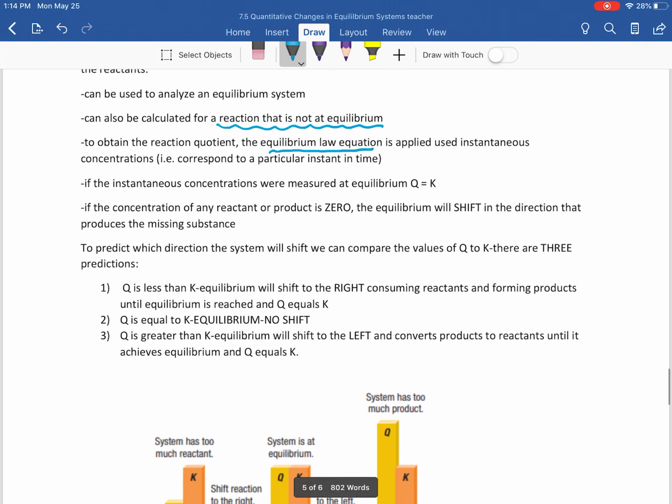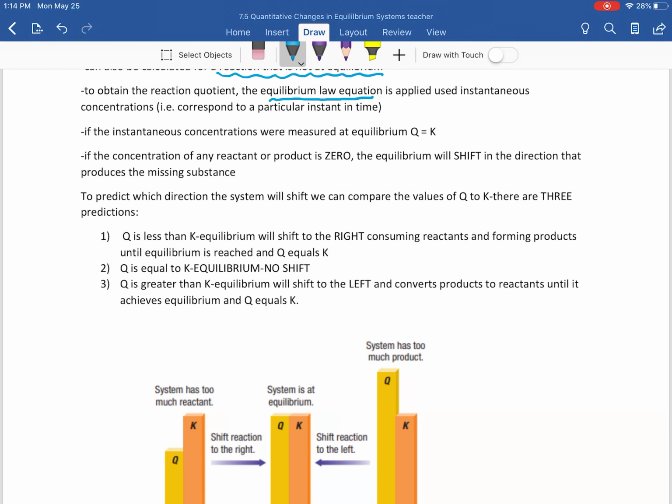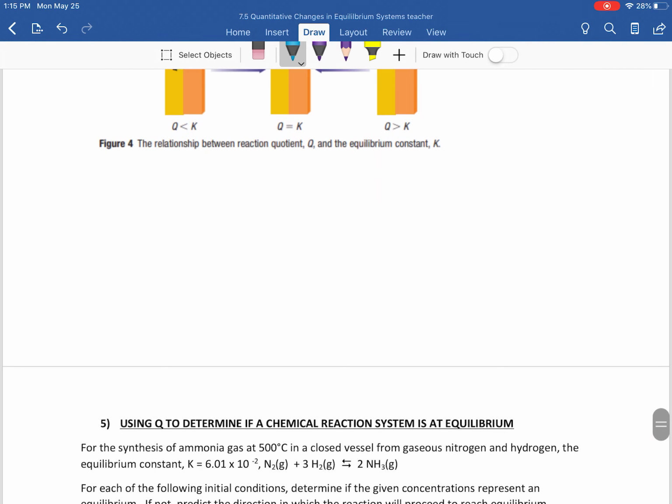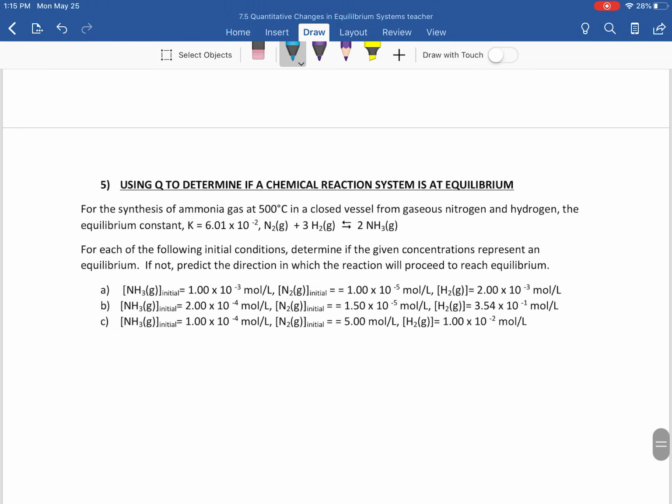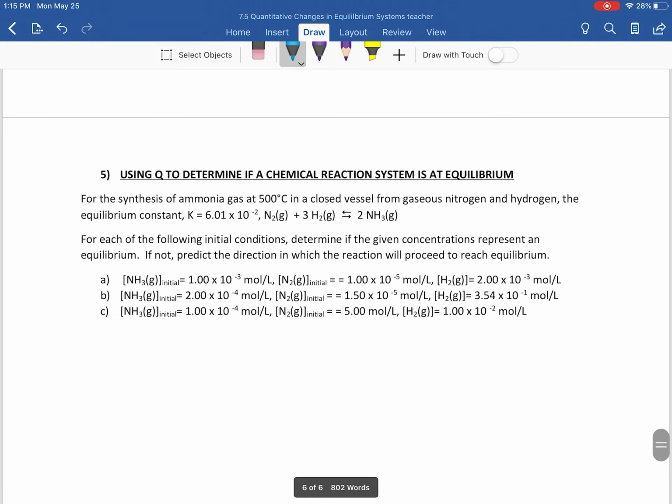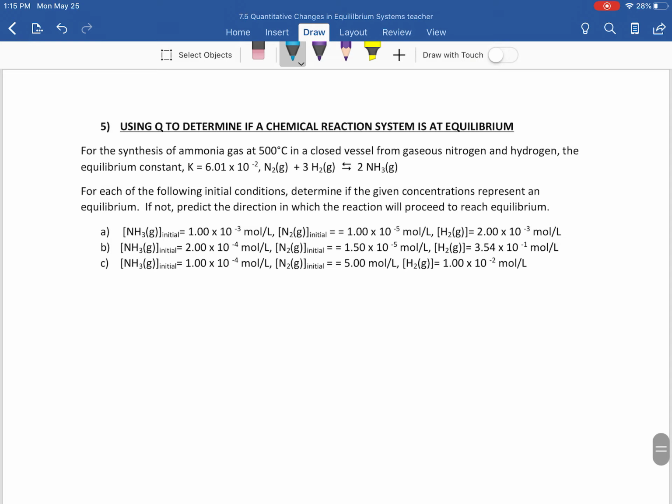So if we want to predict whether a reaction is at equilibrium, Q is going to equal K. If Q is less than K, the reaction is going to shift to the right, and that means you're making products. If Q is greater than K, we are going to shift to the left. All right, so let's take a look at some questions here. My last example for the day.